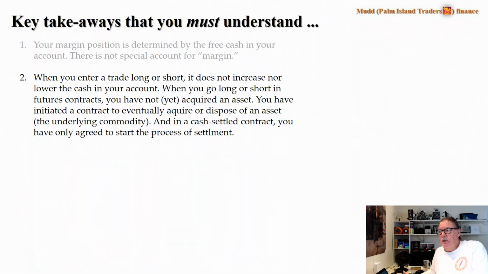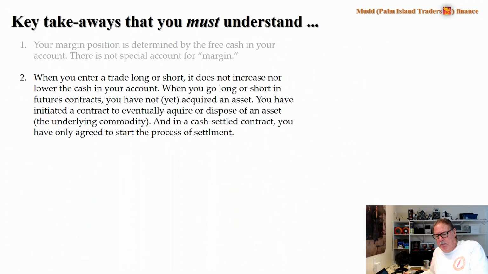Two, when you enter a trade long or short, it does not increase or lower the cash in your account, as we've already emphasized. When you go long or short in a futures contract, you have not yet acquired an asset. You have initiated a contract to eventually acquire or dispose of an asset, the underlying commodity. And that even is only for the traditional contracts that have delivery. In the cash settled contract, you have only agreed to start the process of settlement.